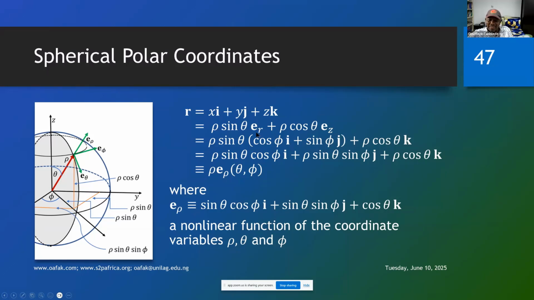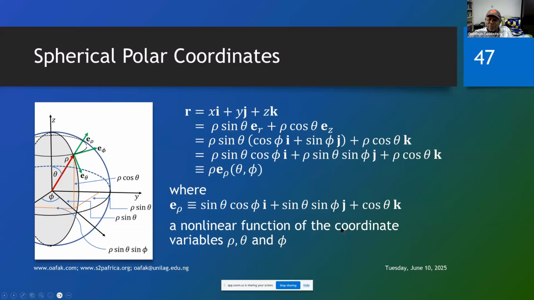If we do that, we'll see that R is simply rho sine theta cos phi i plus rho sine theta sine phi j plus rho cos theta k. If you put all of that together, you can say it is equal to rho e_rho, and e_rho now is a function of theta and phi, where e_rho is sine theta cos phi i plus sine theta sine phi j plus cos theta k.